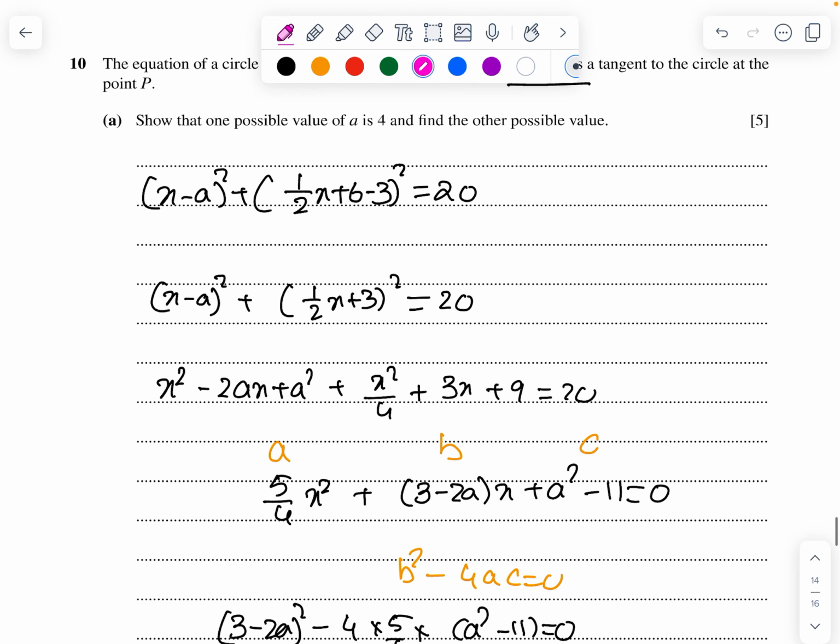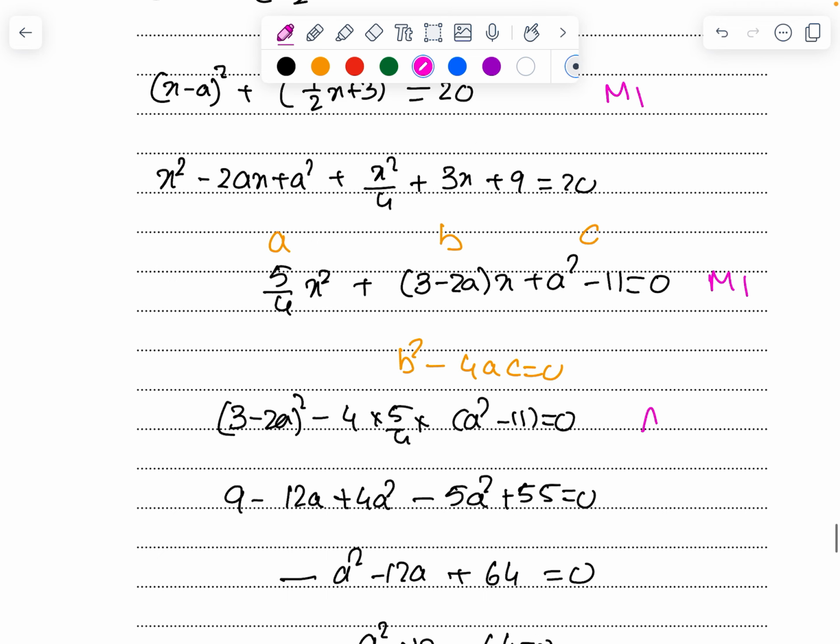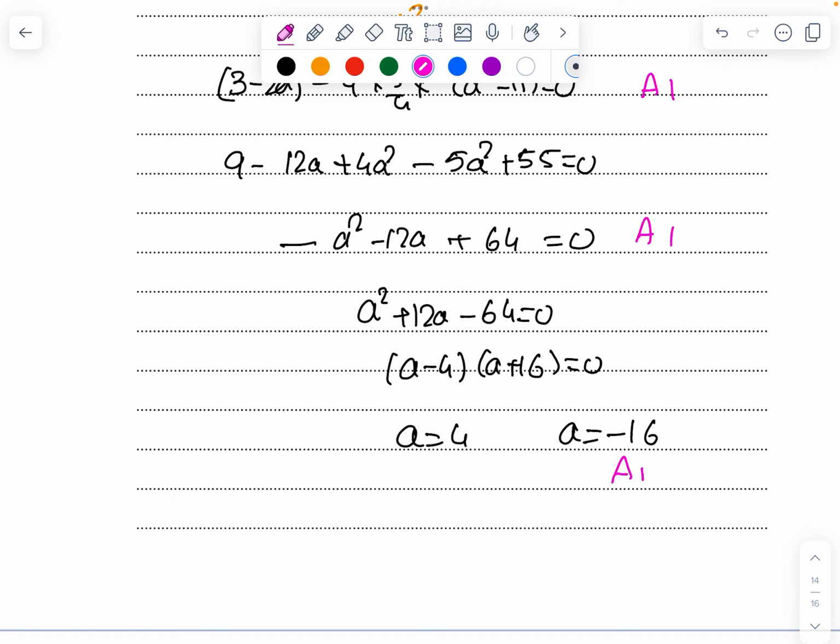So it is a 5 marks question. Method mark over here, then another method mark over here, an accuracy mark, and a final accuracy mark.